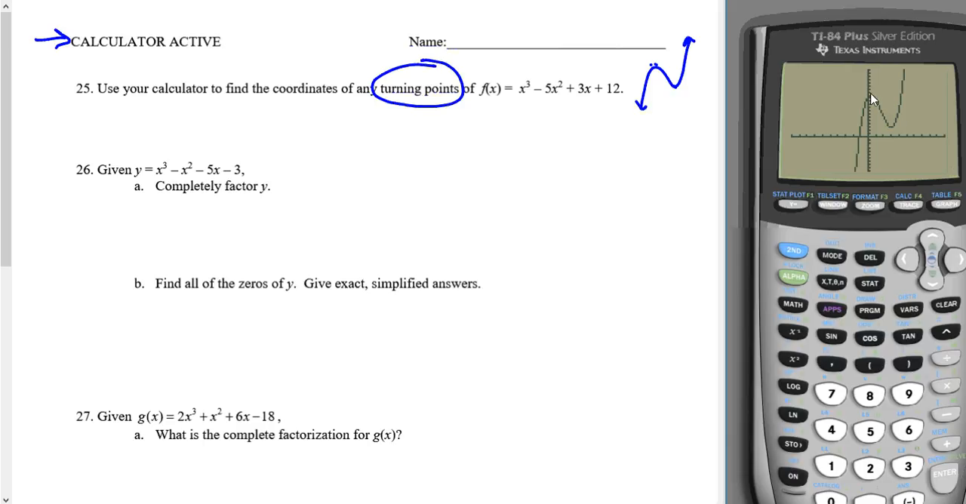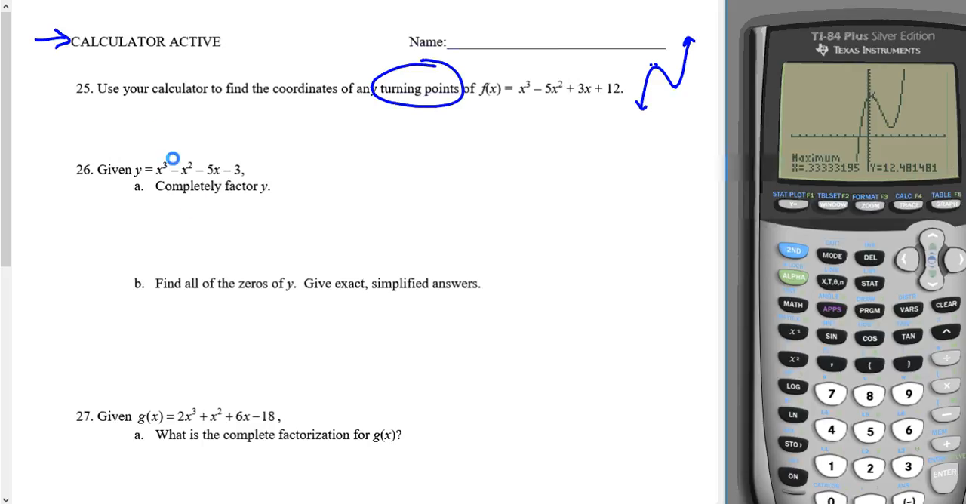I can calculate this maximum and this minimum. So I go to second calc. I want to find the maximum, which is number 4. The left bound, I need to go to the left of the peak, somewhere over here on the left, hit enter. The right bound, I need to go somewhere over here on the right of the peak and hit enter. And for the guess, I go as close to the peak as I can and hit enter. And it tells me my maximum is at 0.333 and y is 12.481.